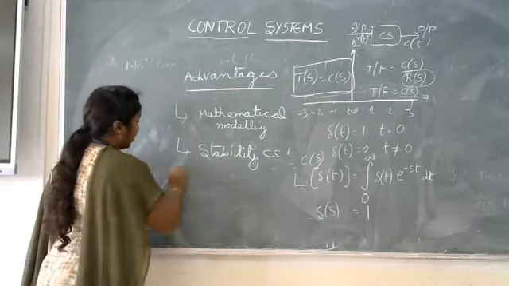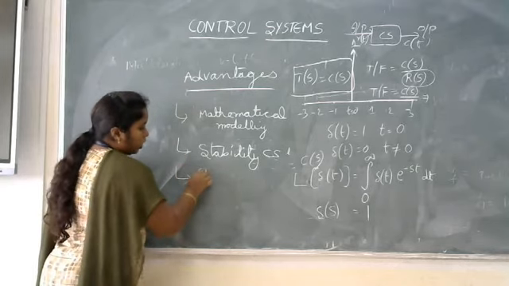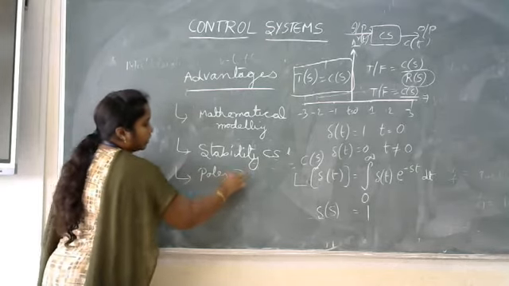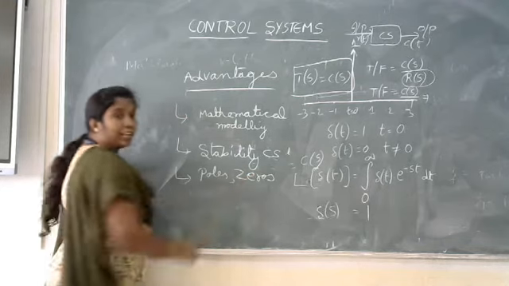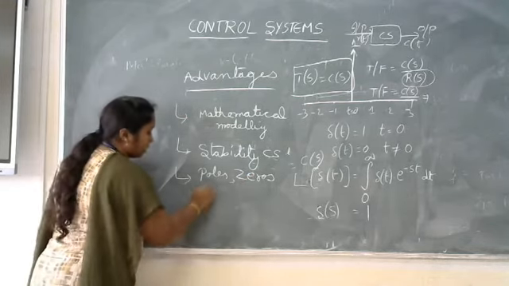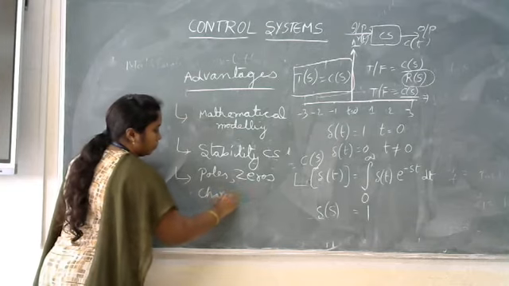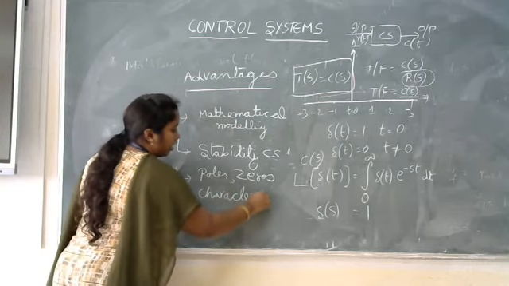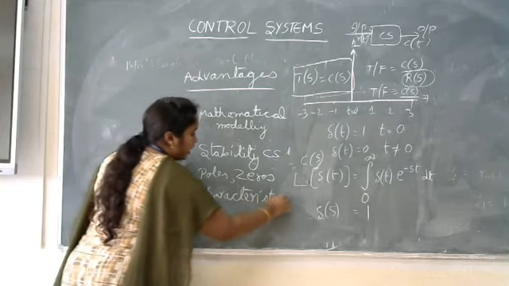And the next one is I can obtain the poles, zeros and characteristic equation of the particular control system.